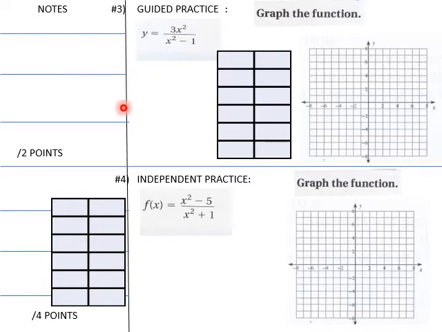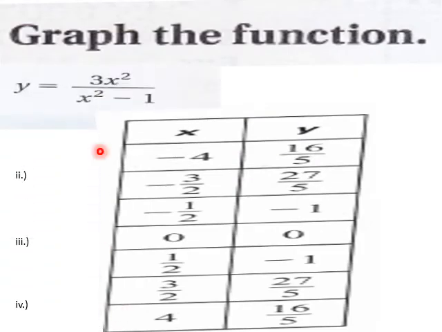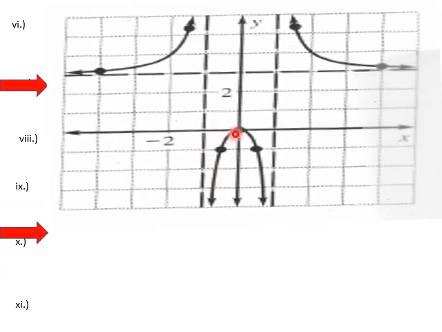Okay, here's our next guided practice. Students, this one's on you. We're doing one now. So here's the table for y equals 3x squared over x squared minus 1. We construct a table of values. When x equals 0, y equals 0, so we have something that goes through the origin. Here's the graph of it. It's split up like this, and then we have two vertical asymptotes at x equals 1 and x equals negative 1. And then we have a horizontal asymptote up here.